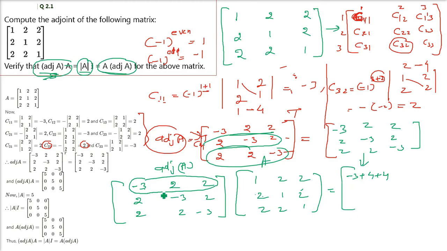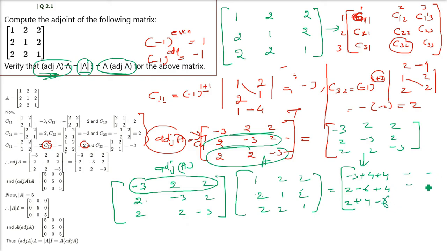As I said, let us do the column only. Others you will be able to do. So I'm taking the second row and the first column. 2 into 1 is 2. Minus 3 into 2, minus 6. 2 into 2, 4. So 4 minus 6 plus 2 is going to be 0 actually. Now third row and first column. 2 into 2 is 4, 2 into 1 is 2, and minus 3 into 2 is minus 6.